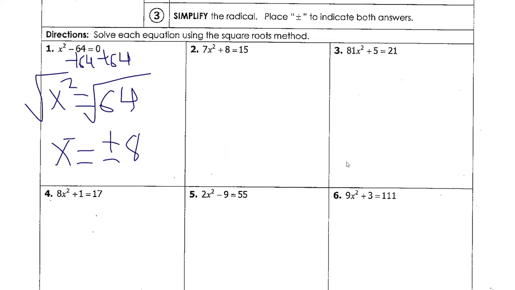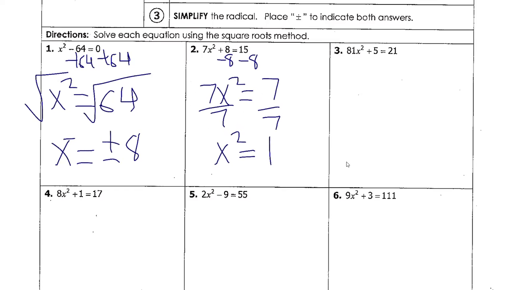Let's look at one more. Or maybe we'll do the first 3. So you would subtract the 8, divide by 7. So we have x squared equals a number. Now we're ready to square root both sides, because the opposite of squaring a number is the square root. It cancels it out. So we would have x equals plus or minus 1.